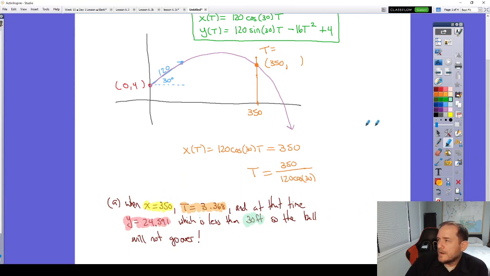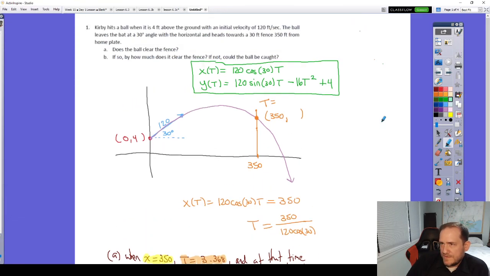Okay, great. There's a part B, right? So if so, by how much does it clear the fence? Well, it doesn't clear the fence. If not, could the ball be caught? This question is a little weird. It kind of threw me. But this is a 30-foot fence. So if I'm a person, I'm a 6-foot tall person, almost. You think I can catch a ball that's at a height of 24 feet? Yeah, probably not. I can reach up real high, I can jump as high as I want, but no, I won't be able to catch it. Not before it hits the ground.